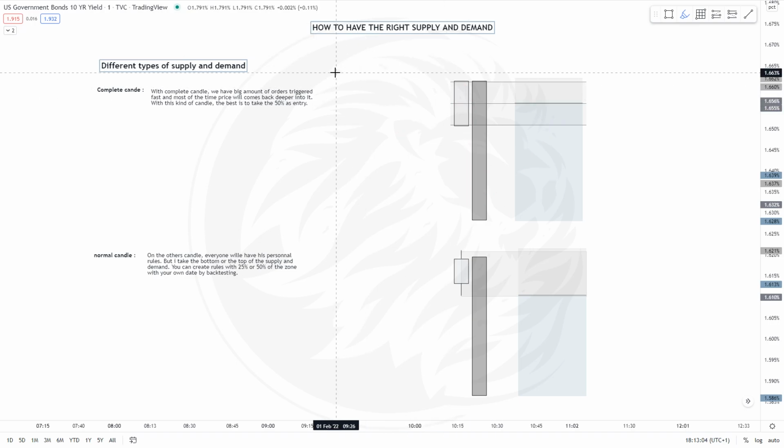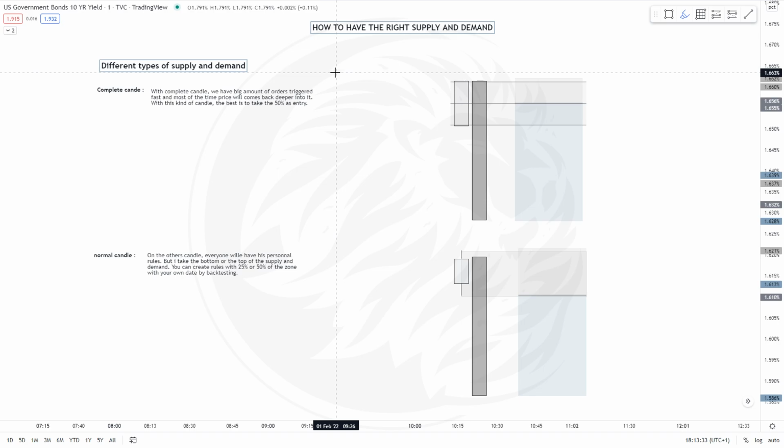Okay, now we will go through the normal candle. On all the other candles, everyone will have their personal rules, but I take the bottom or the top of the supply or the demand. You can create your own rules if you want, by testing if you can take the 25% or something else, but personally with all the other candles I use the bottom or the top of the order block.